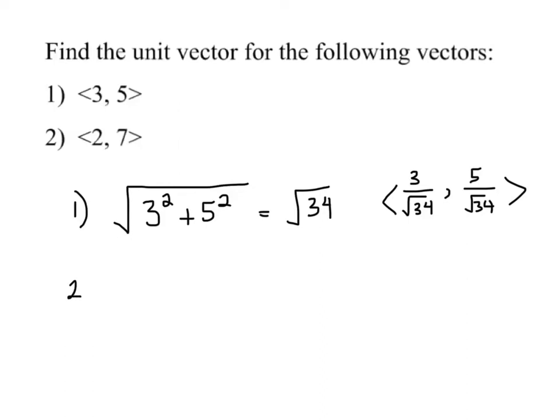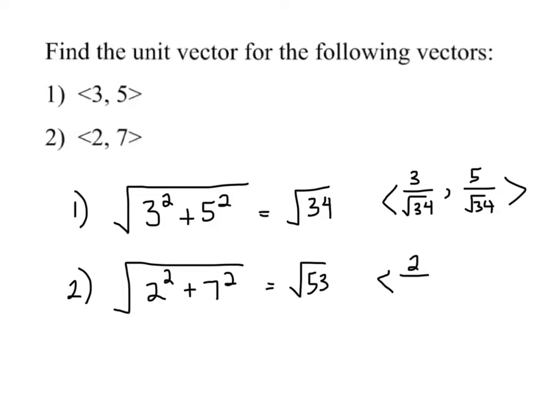Okay, let's do that with the other one as well. So 2 squared plus 7 squared, so 4 plus 49 is 53. So again, we take our old vector and we multiply it by the scalar 1 over the square root of 53. And there we are. That's it. That's all there is to finding unit vectors.